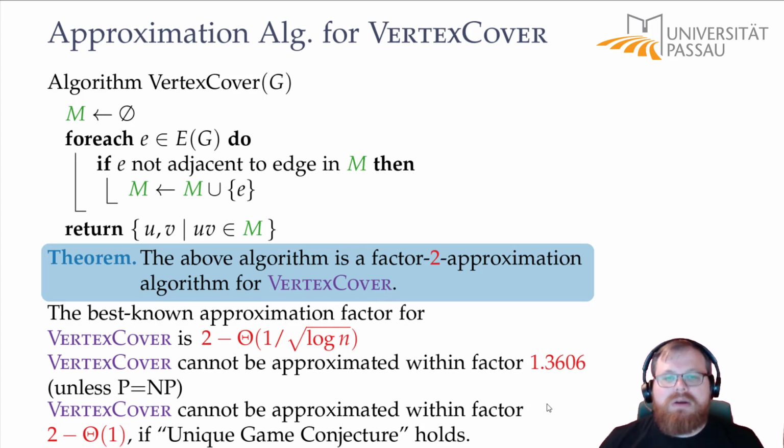But if this very big conjecture holds, then this is really the best thing you can do. You cannot get any constant better than 2. This is not a constant. This is 2 minus something very small, some very small function. But there is no constant better than 2 with which you can approximate vertex cover if this conjecture holds.